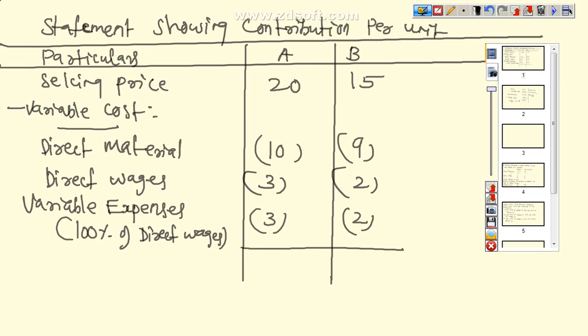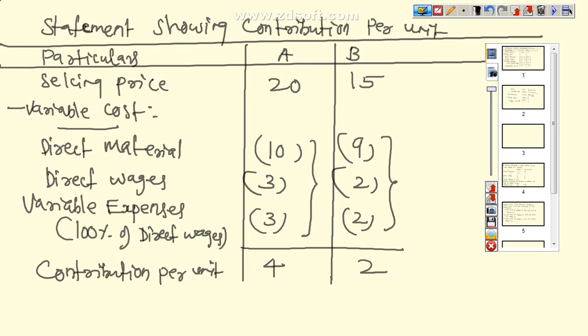So selling price minus variable cost. Variable cost is the combination of these three, that is 10 plus 3 plus 3 is equal to 16. 20 minus 16 is equal to 4. And in case of B product, it is the combination 9 plus 2 plus 2 is equal to 13. 15 minus 13 is equal to 2. So this is our contribution per unit.